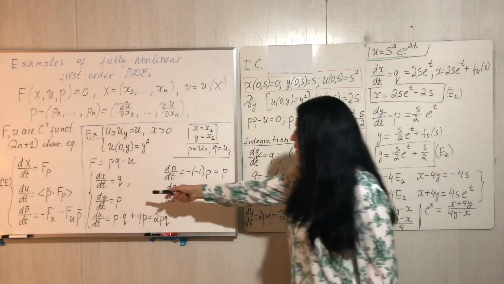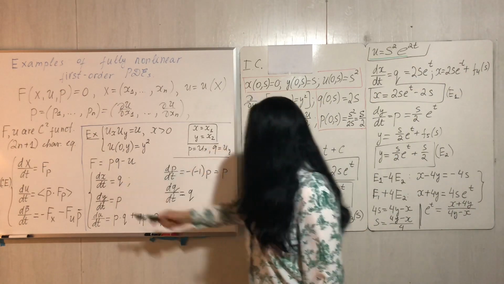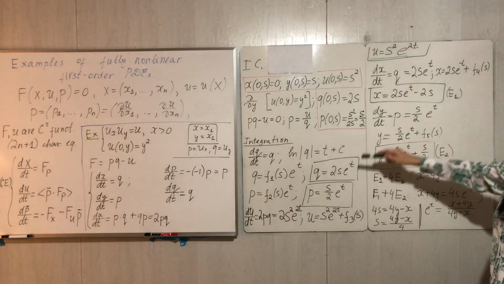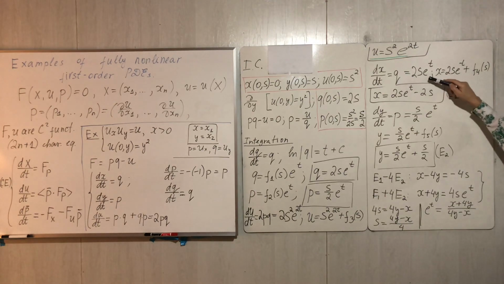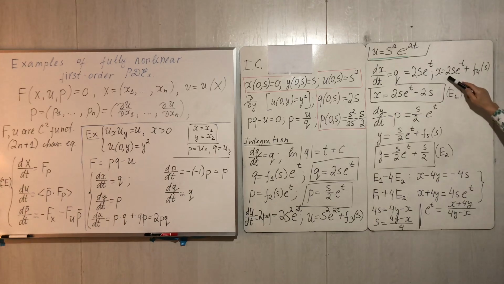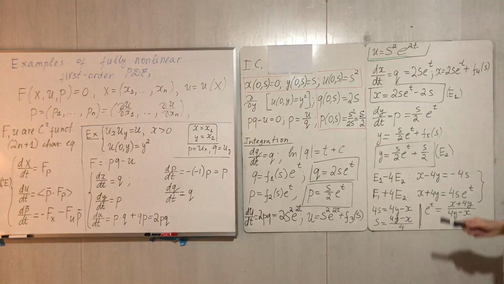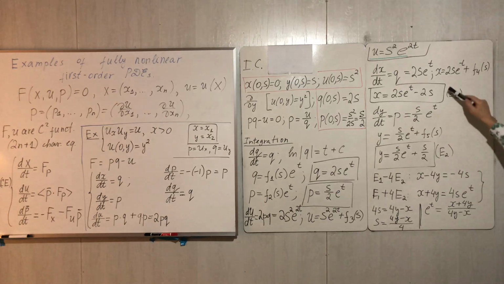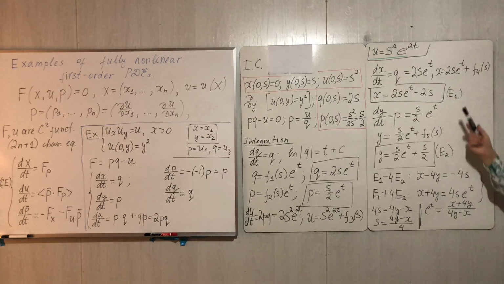Okay, and we're moving forward to these two equations. So for the first equation, dx/dt equals q. We already found q. q equals 2s e to the t. So we integrate this. It will be 2s e to the t plus some function of s. And we use this condition. It must be 0. So when t is 0, we have 2s. So we have to subtract 2s. f4 equals negative 2s, so that would be our final formula for x.